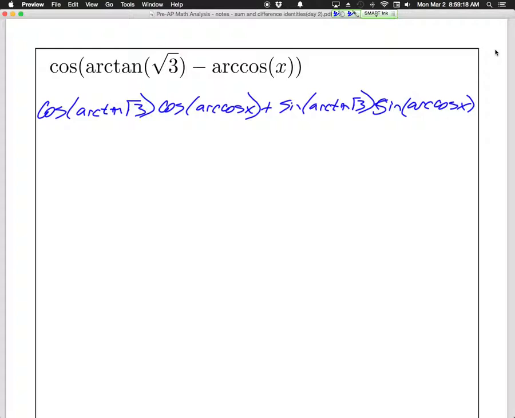We can cancel out one of those. That is correct. Which one is that? Arc cosine and cosine. So I can take this one right here, and I know that reduces to x.